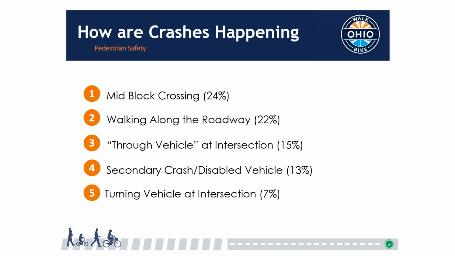Most pedestrian fatal and serious injury crashes happen at mid-block crossings, whether marked or unmarked. Walking along the roadway, either with or against traffic, is another big one. Then at intersections, through vehicles. These numbers aren't necessarily taking into account who's at fault, whether that through vehicle was running a red light or whether a pedestrian stepped out while that through vehicle had a permissive movement for themselves.